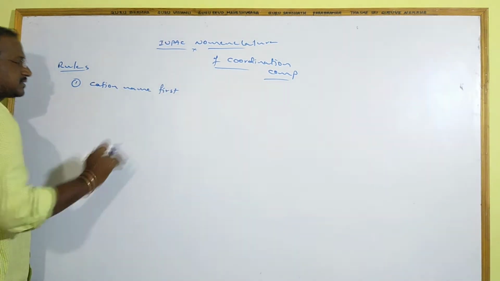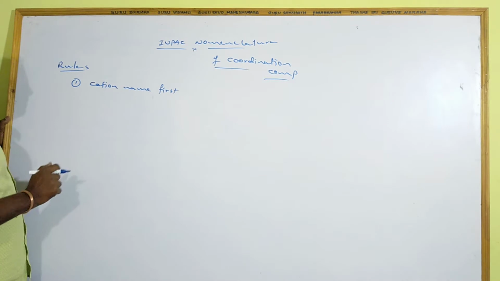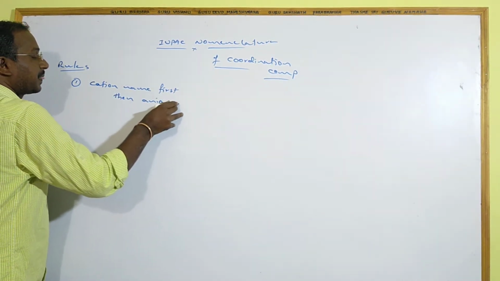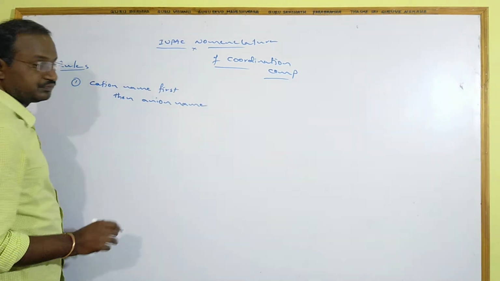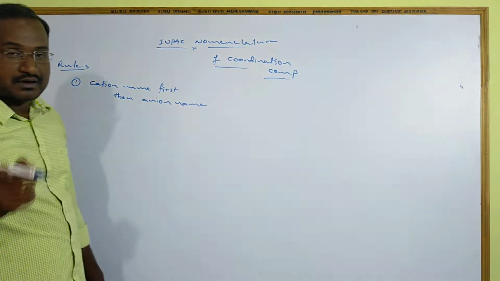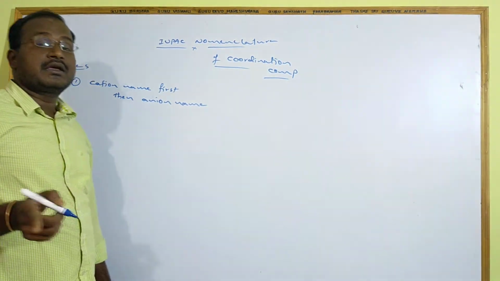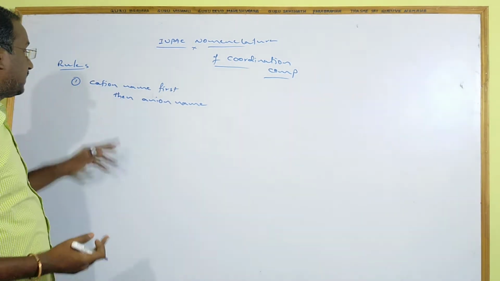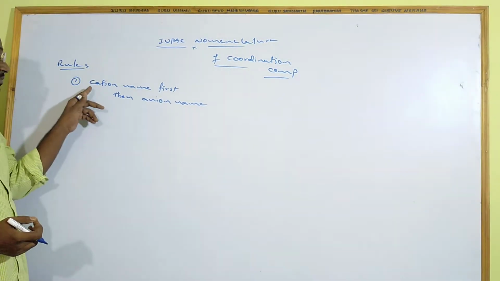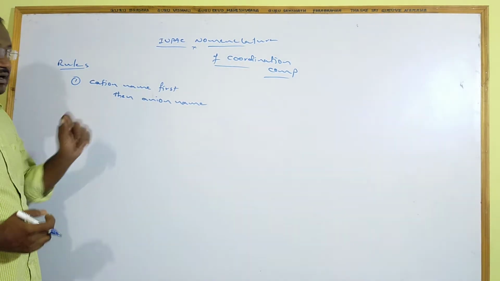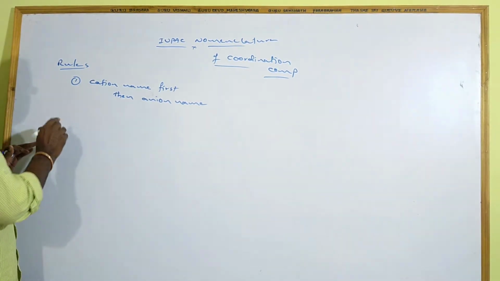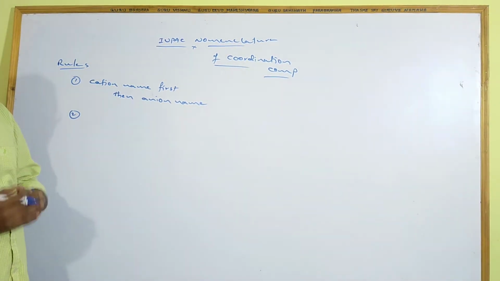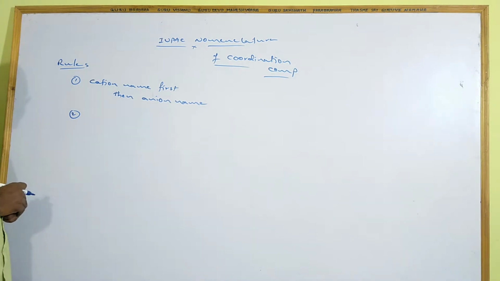Let me write it in shortcut: cation name first, then we write the anion name. This is the first rule you have to know. Whether it is a simple cation or complex cation, simple anion or complex anion, or even if both are complex, first you say the name of the cation and then the anion. Suppose the cation is complex, then we follow the next rule.